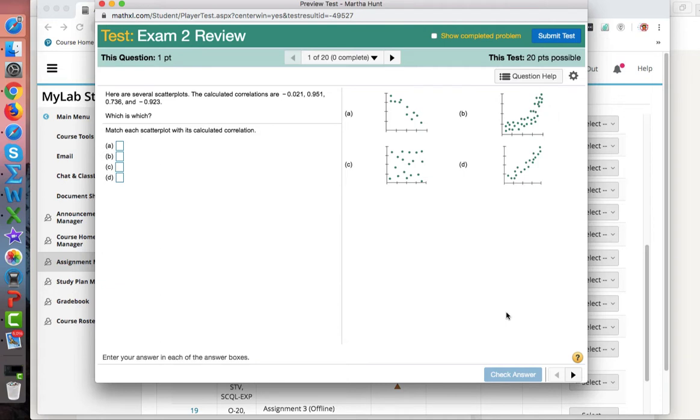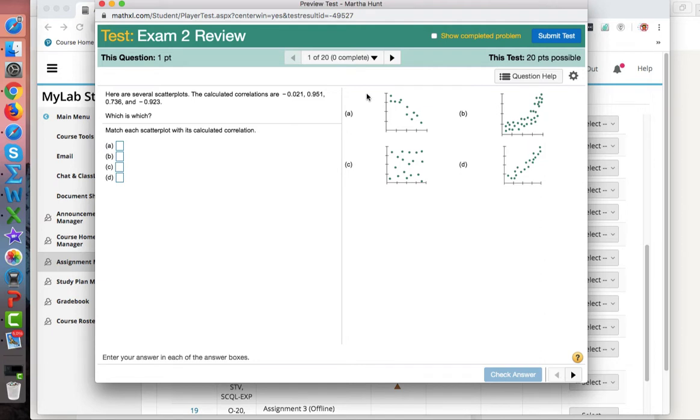Problem 1 presents 4 scatter plots. Scatter plot A is a negative association and it's rather strong. Scatter plot B is a positive association and it's kind of weak. C is practically no linear association, and D is a strong positive.